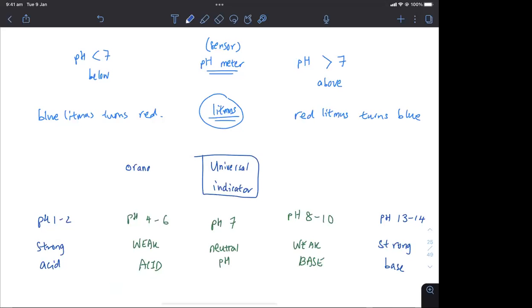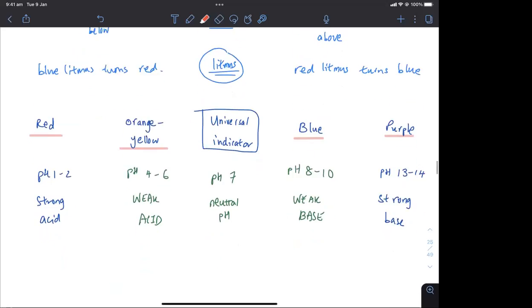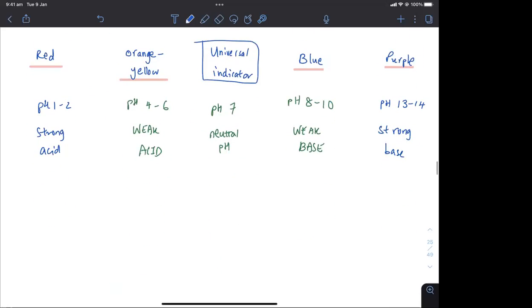In the weak acid, you will have orange, yellow color for universal indicator. You will have red color for the strong acid. Whereas the weak base, it will show a blue color and you will have a purple color when it's a strong base. These are different color changes, whether it's strong acid, strong base, or weak acid, weak base. Now, based on this, they ask you to define.